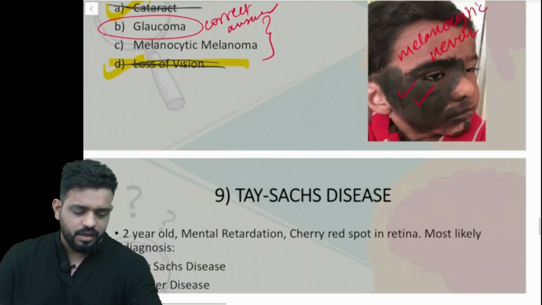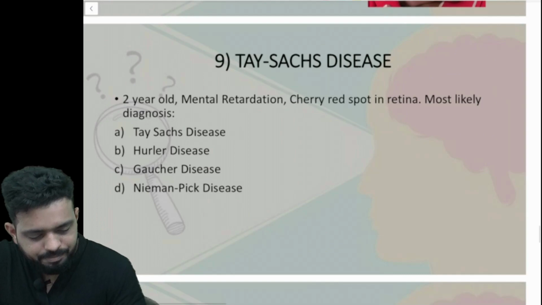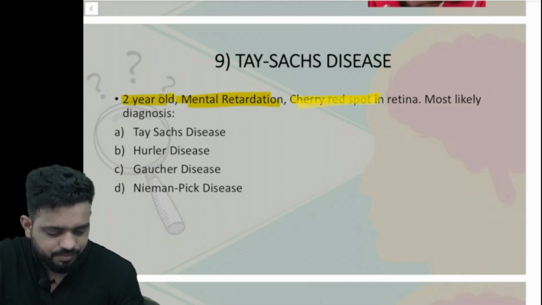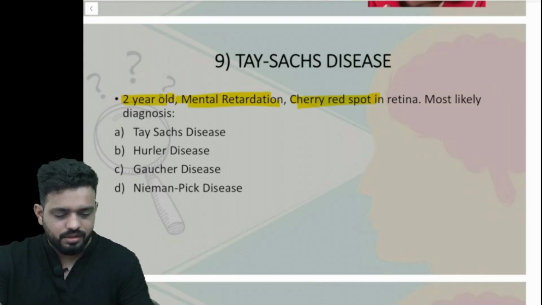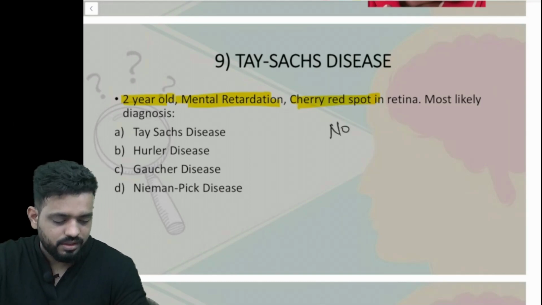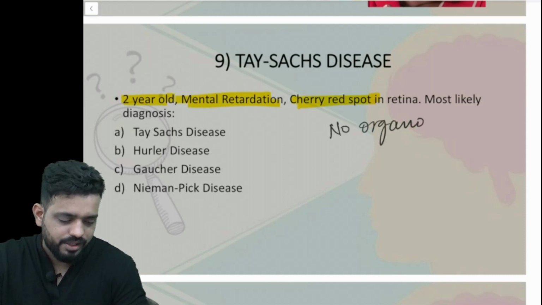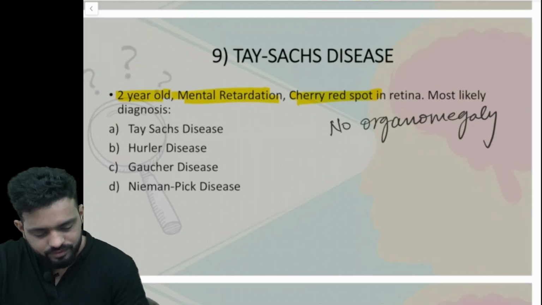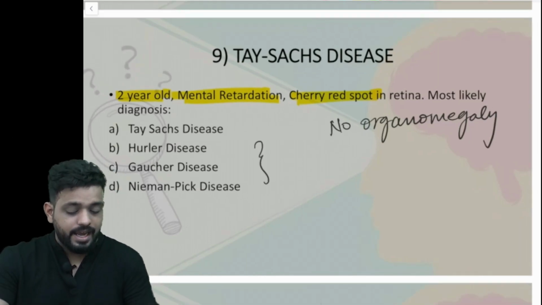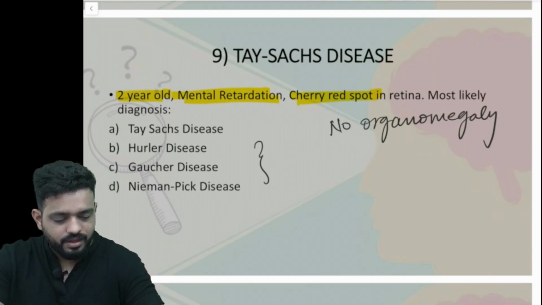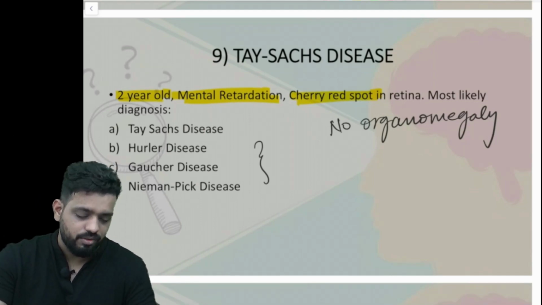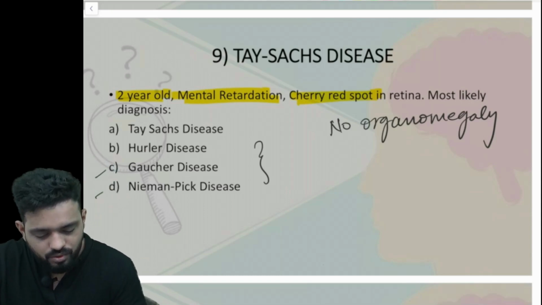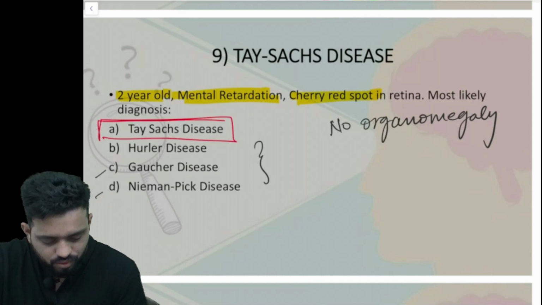Okay. Now last but one, again pick up: 2-year-old, mental retardation, cherry red spot. Such a good question. The best part over here is you had to remember that there was no mention of organomegaly. So all of these metabolic storage disorders can have or do have organomegaly, with Gaucher's and Niemann-Pick also having cherry red spot. But Tay Sachs is the only option where there is no organomegaly.